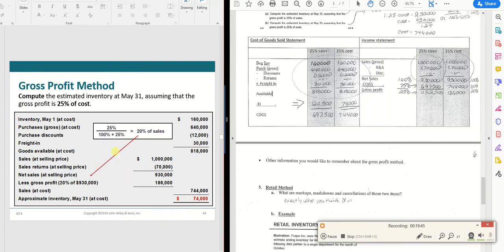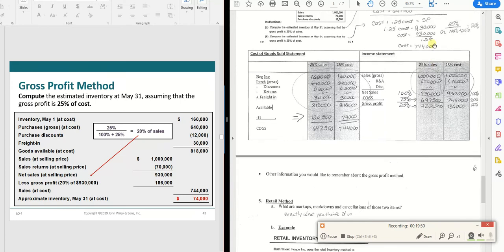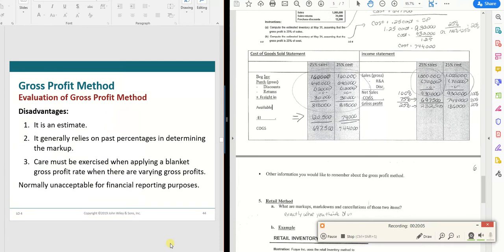Okay, and then this one, they use 20%. I didn't use 20%. I divided the 930 divided by 1.25 and got the number directly. They took 25% divided by 1.25 and got the percent, and then took the percent times the number, etc. They just added a step. It's the same thing. Okay, just practice it.